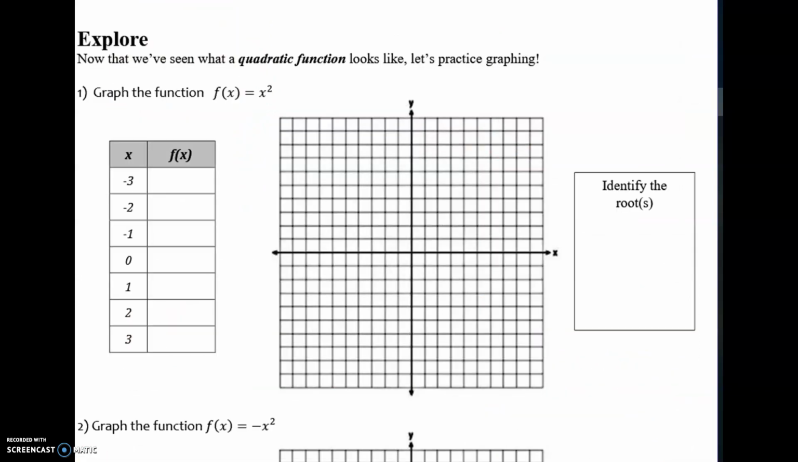So now let's graph the function f of x equals x squared. So notice this equation is not really fancy. It doesn't have a b or c value.